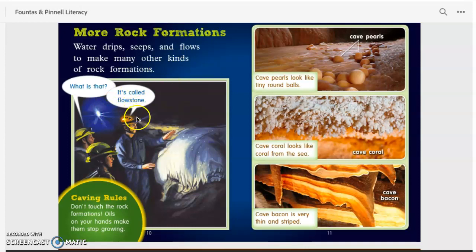What is that? It's called flowstone. Caving rules. Don't touch the rock formations. Oils on your hand make them stop growing. This is a little caption that we can see. Then here we have a label, cave pearls. These are cave pearls. Cave pearls look like tiny round balls. Cave coral looks like coral from the sea. This is cave coral. And cave bacon, cave bacon is very thin and striped, and you can tell why it's called cave bacon. It kind of looks like bacon.